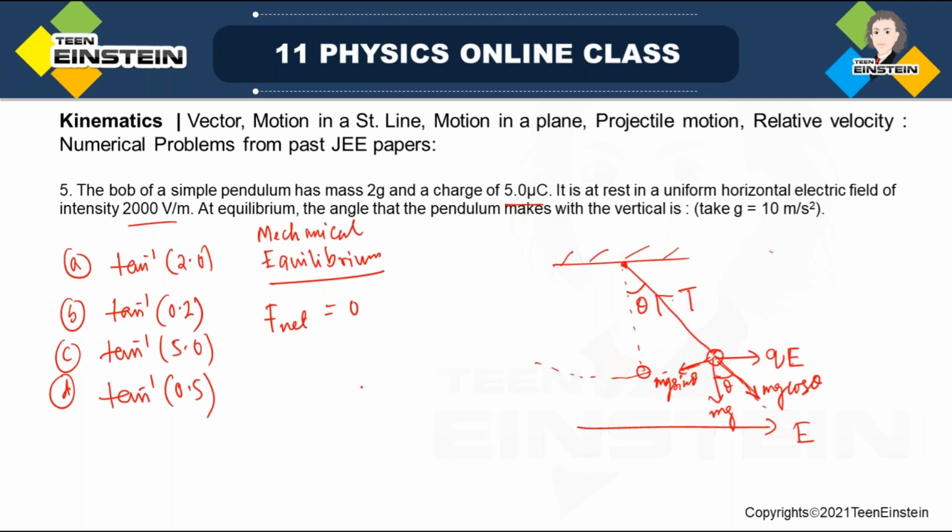There are 4 forces. And if this pendulum is at equilibrium, at rest in a uniform field, it is at rest means net force should be 0. So what can we write then? T must be equal to mg cos theta. This is one we can write.